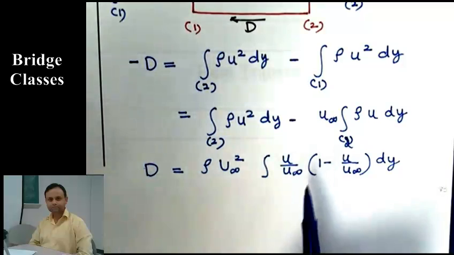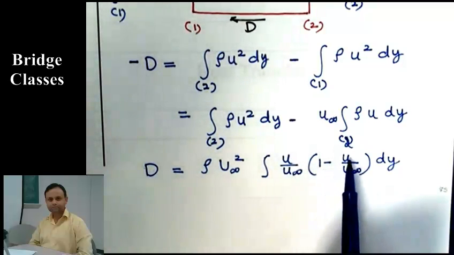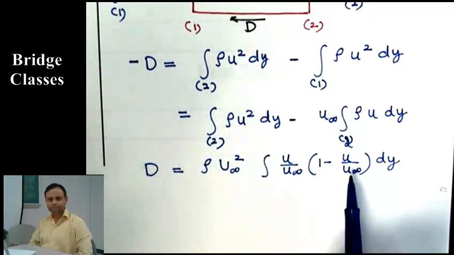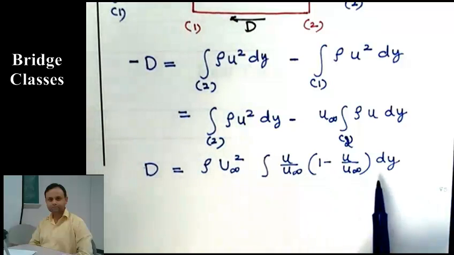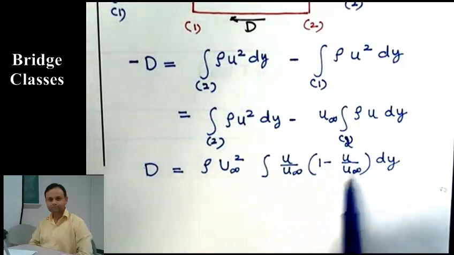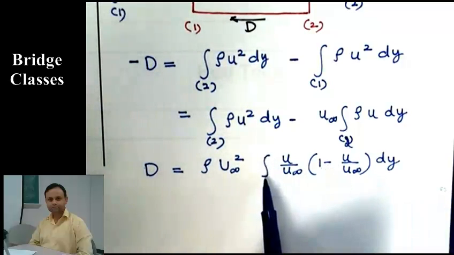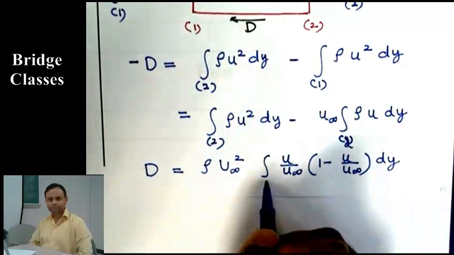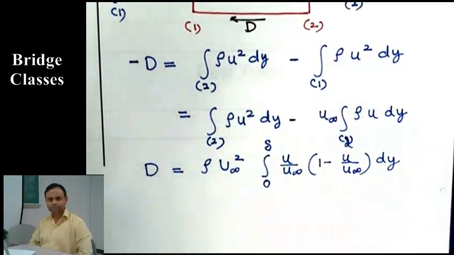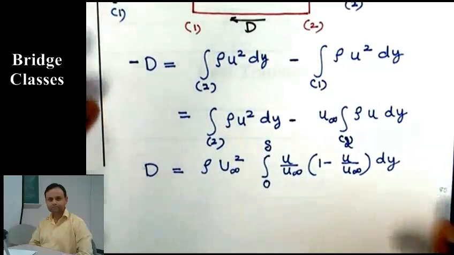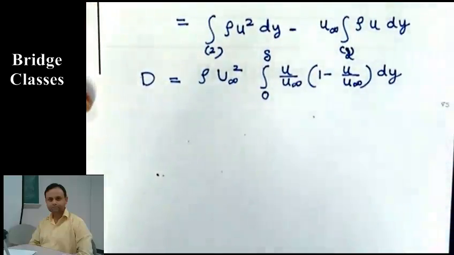Now see, this u over u infinity is 1 outside the boundary layer, right? So this integral will be 0 outside the boundary layer. 1 minus 1 will be 0. So I don't have to integrate over the entire section 2. I have to just integrate from 0 to delta, y goes from 0 to delta, because outside delta, this integral is 0. So let me write this expression again.